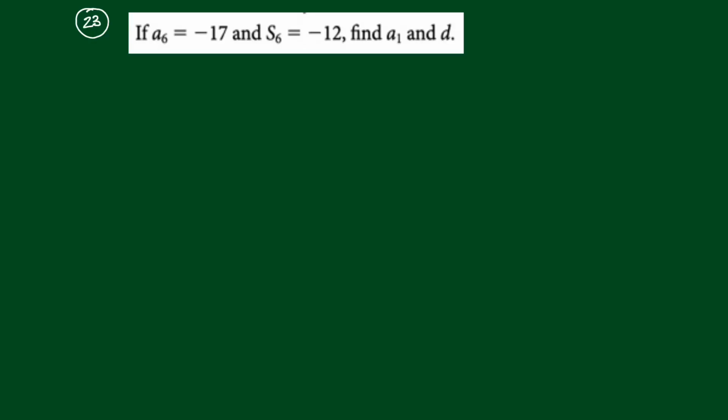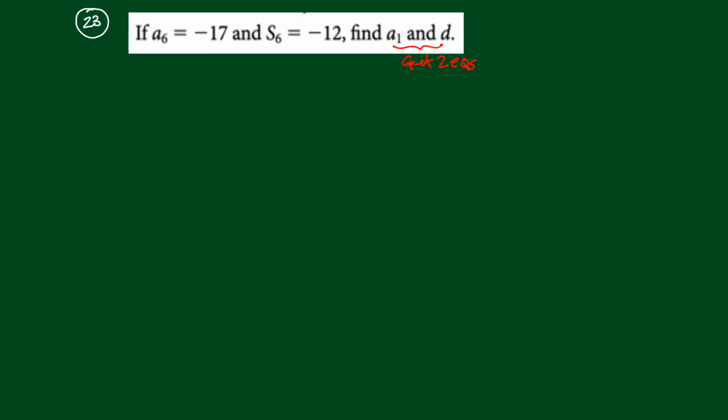As I read through this, I see that the sixth term is negative 17, and the sum of the first six terms is negative 12. And I'm going to find two things. I want to find the first term and the common difference. So I have two unknowns. So because I have two unknowns, I'm thinking I need to get two equations.